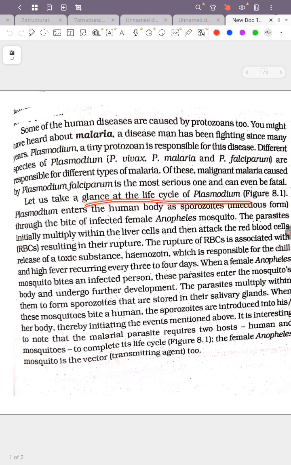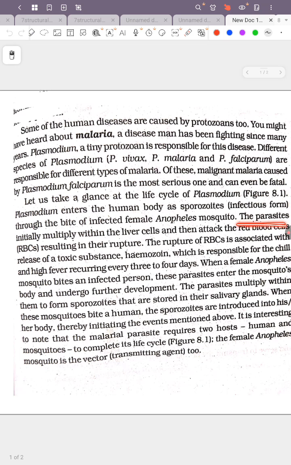When we look at the life cycle of Plasmodium, it completes its life cycle in two hosts. One is man, another is the female Anopheles mosquito. When this Plasmodium enters the human body, the sporozoite, which is the infectious stage, enters with the bite of the female Anopheles mosquito. When an infected female Anopheles mosquito, which is a biological vector, bites a healthy person, Plasmodium enters in the form of sporozoite, the infectious stage.